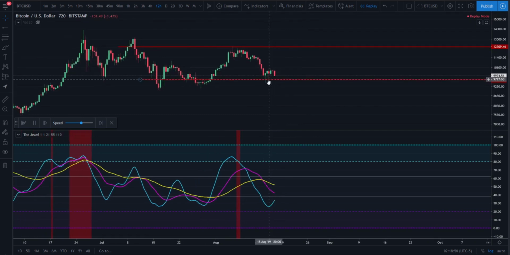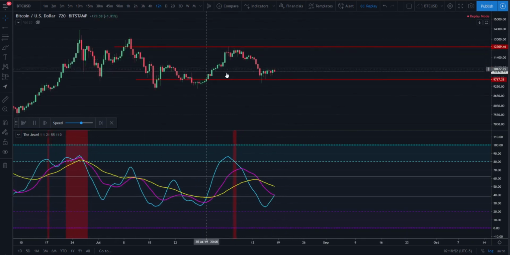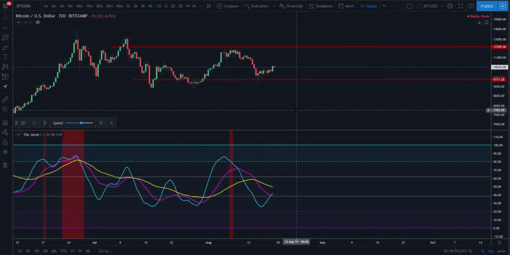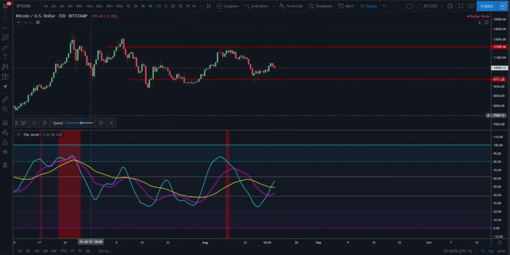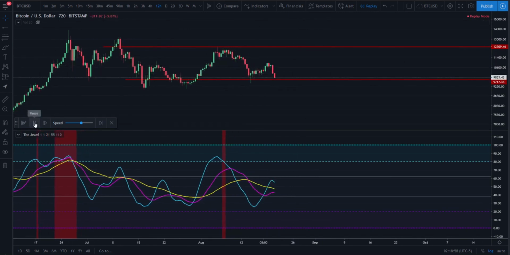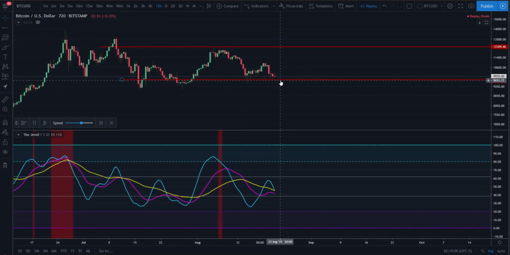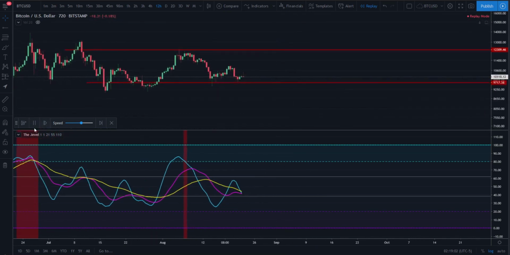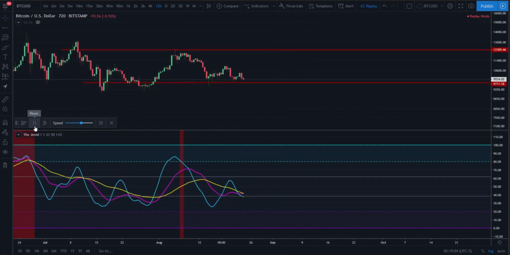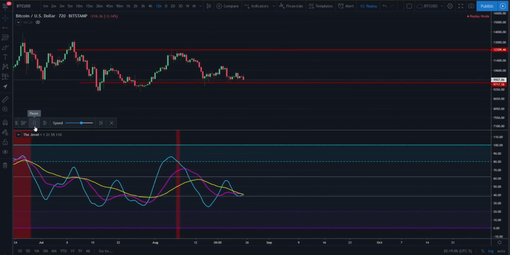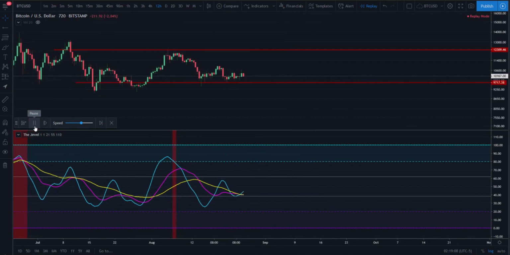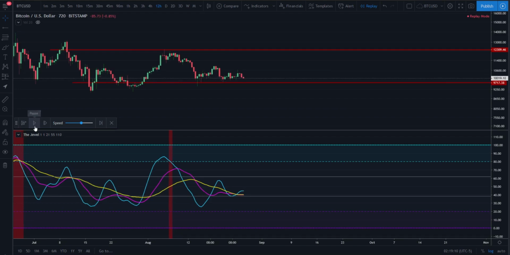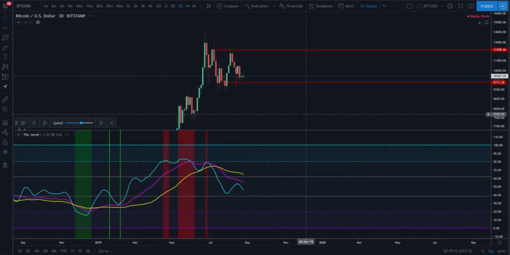Testing that support again. Definitely consolidating into that zone. Testing it again. 5th time's the charm. And again. Eventually it's going to break before we can even get an entry. We'll see. Let's see what that 3-day is now. So you see, it actually played out over there.